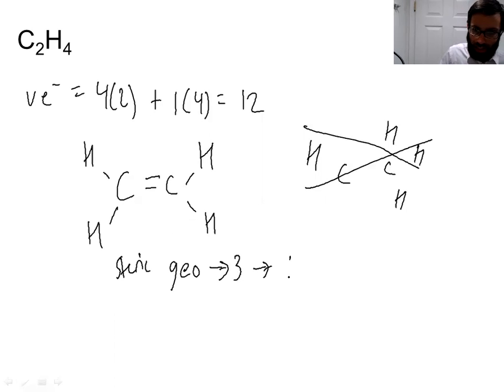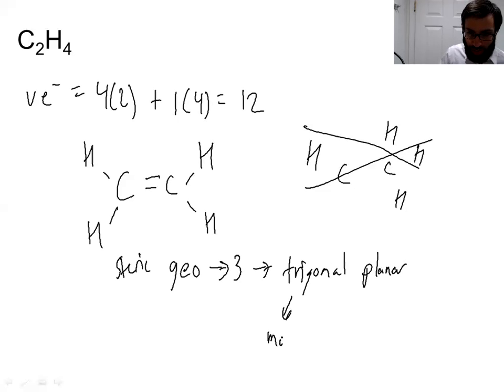And so that's going to make us trigonal planar. And there's no lone pairs. And since there's no lone pairs on any of the central atoms, that's also going to be the molecular geometry. And that tells you that you're going to have a bond angle of 120 degrees. So all these are going to be 120 degrees, ideally, okay?